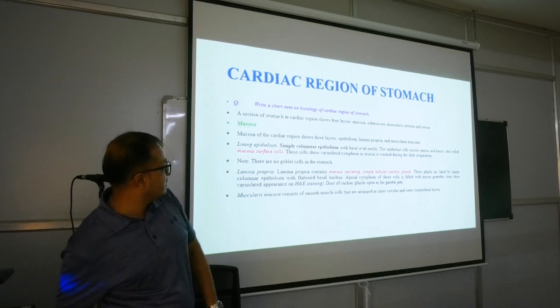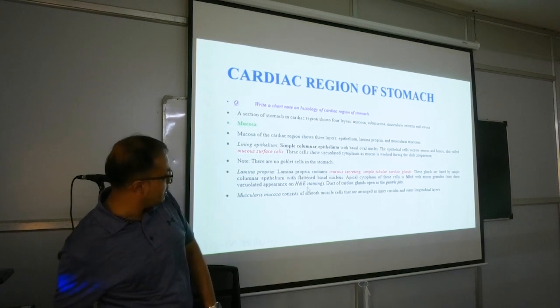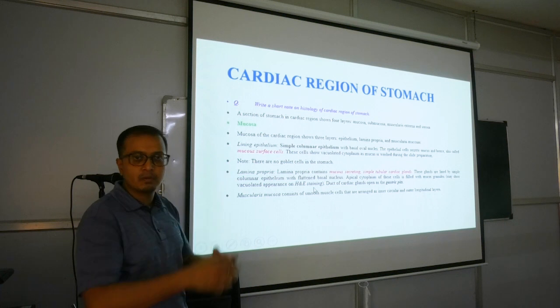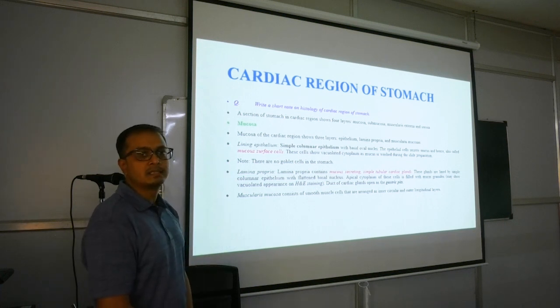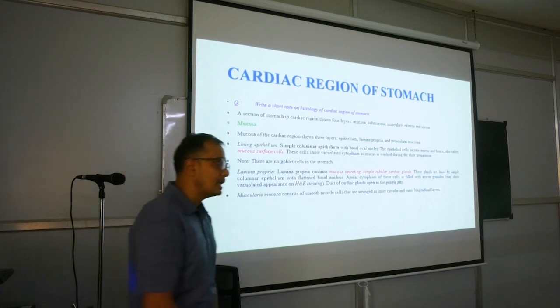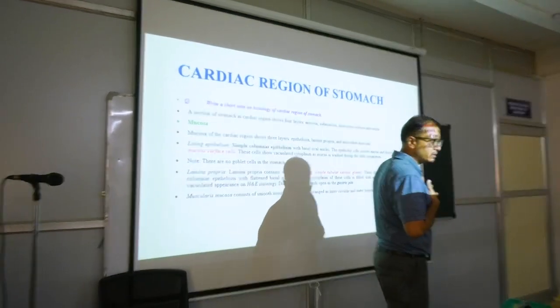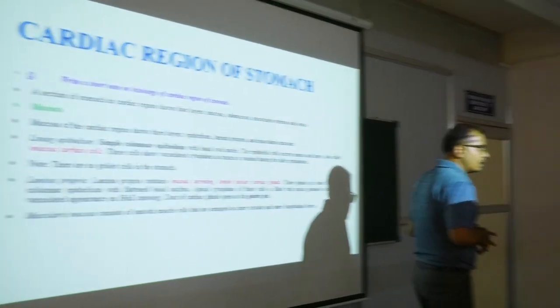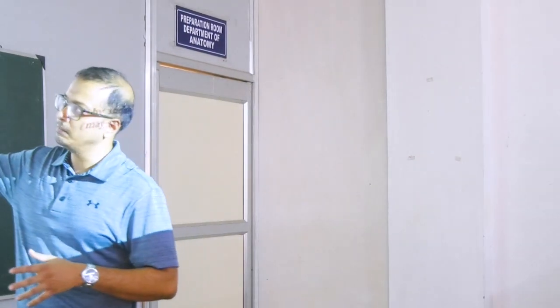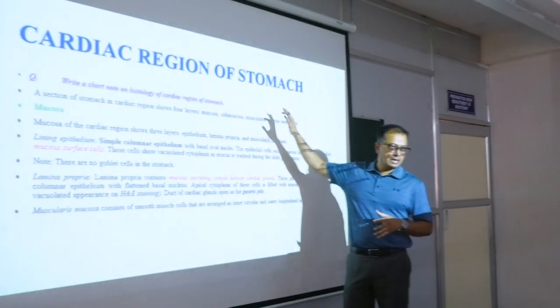So this surface epithelium dips down into the lamina propria to make glands. We call them gastric glands. Now these gastric glands are present in the fundus, the body, the cardiac region, as well as the pyloric region. Depending on where they are lying, we can call it a fundic gland, a pyloric gland, or a cardiac gland. So the glands are the same. They are gastric glands present in the stomach.